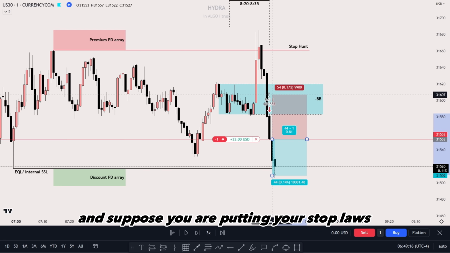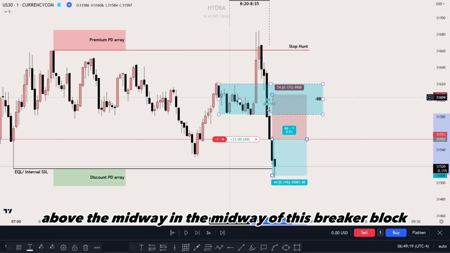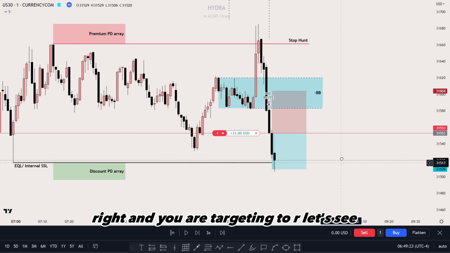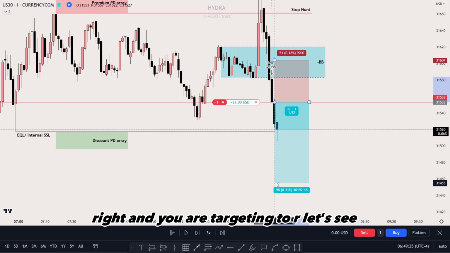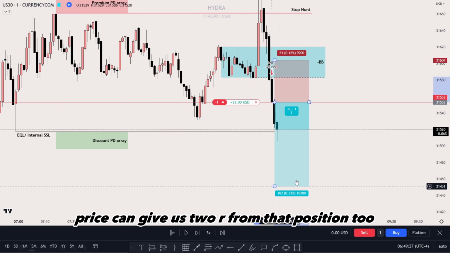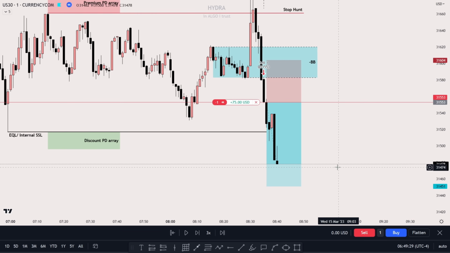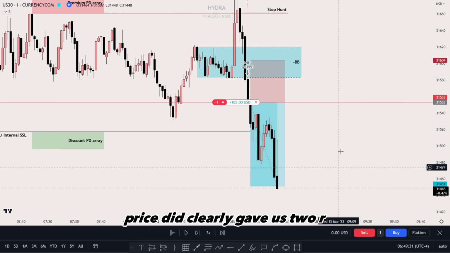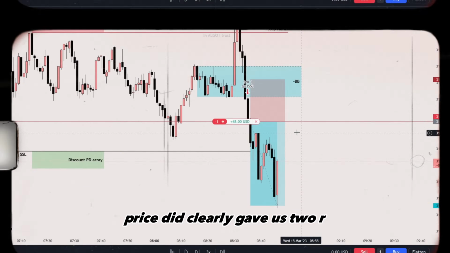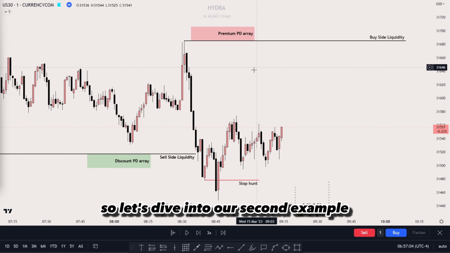And suppose you are putting your stop loss above the midway or in the midway of this breaker block, right? And you are targeting 2R. Let's see if price can give us 2R from that position too. Price did clearly give us 2R. So let's dive into our second example.